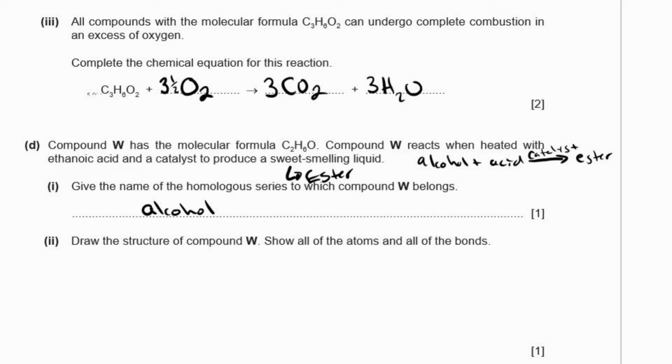Draw the structure of compound W. Show all of the atoms and all the bonds. Well, you know that there's 2 carbons. You know one of them is an alcohol. One of them attaches to an alcohol. Remember, it says all of the bonds, so you have to draw the OH bond, and then all the carbons have to add up to 4 bonds. There we go. That's it.